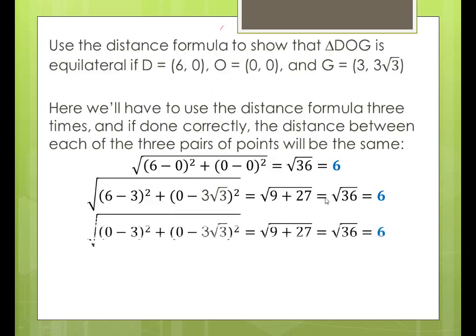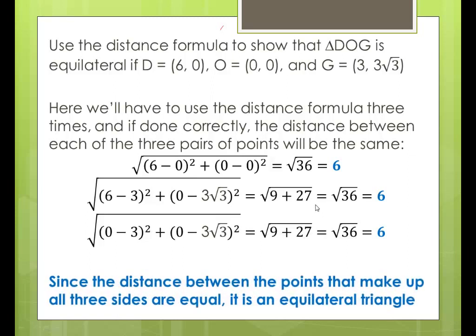And last but not least, O and G. So 0 minus 3 squared, which again is 9, 0 minus 3 root 3 squared, which is 27, which again is going to end up giving us 6. So the length of all 3 sides is 6, and since the distance between the points that make up all 3 sides are equal, it is an equilateral triangle.